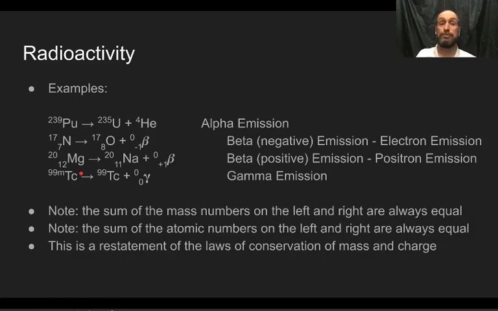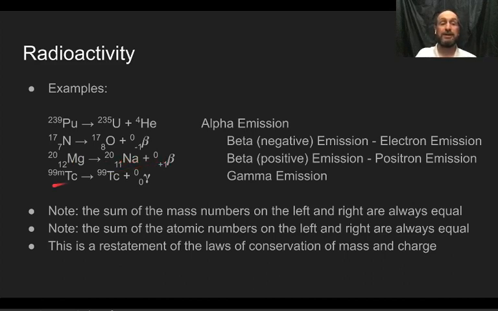Previously we mentioned the plutonium-239. Here it is decaying into uranium-235 and an alpha particle. This is alpha emission. And then here we have nitrogen-17. It's undergoing negative beta decay to form oxygen-17 and a beta particle, a negative beta particle, which is just an electron. Here is an example of magnesium-20. This one has got too many protons, so it's going to convert one of those protons into a neutron and emit a positron, which is a positive beta particle.